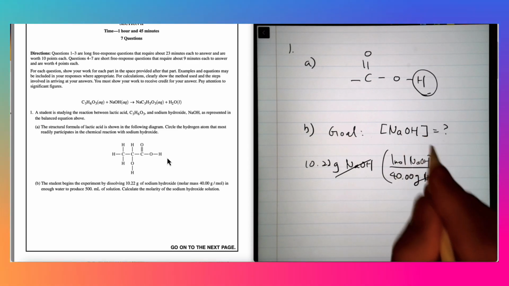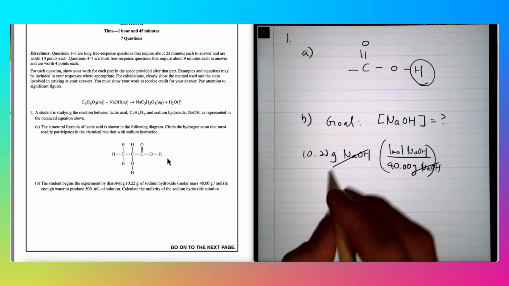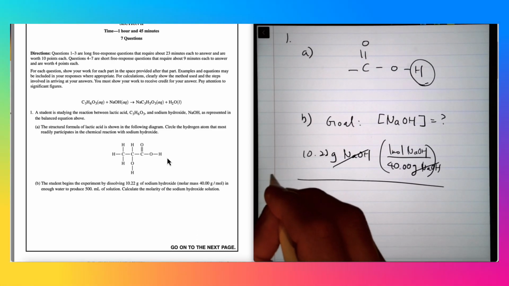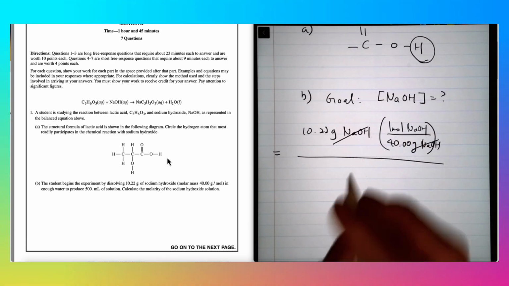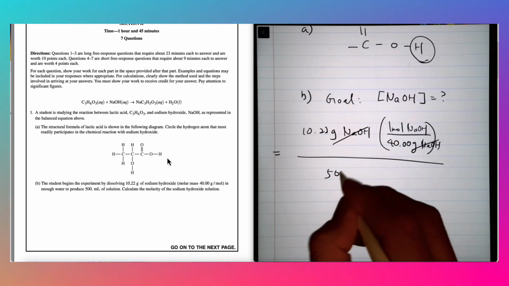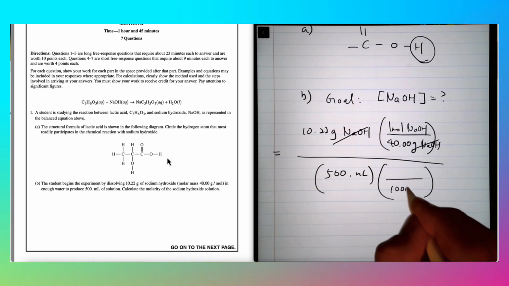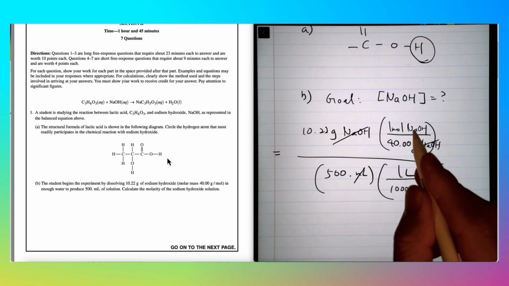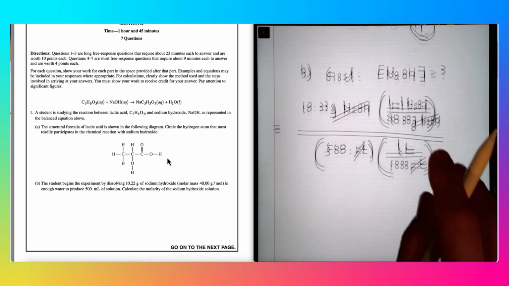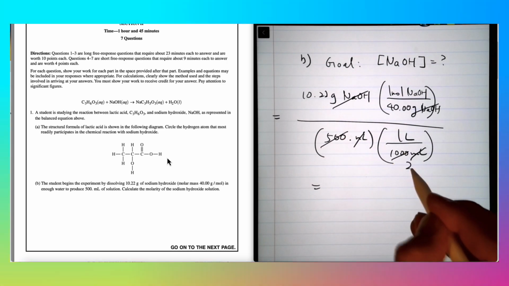Remember, concentration is always measured in moles per liter. So we got the mole part done, but we also have to get the volume part. The volume is 500 milliliters, but if it's moles per liter, we have to convert the 500 milliliters into liters. So 1000 milliliters equals 1 liter. The milliliters cancel. We get the moles of sodium hydroxide per liter of solution. And you know that 500 over 1000 gives you 1/2. So we have 1/2 here.